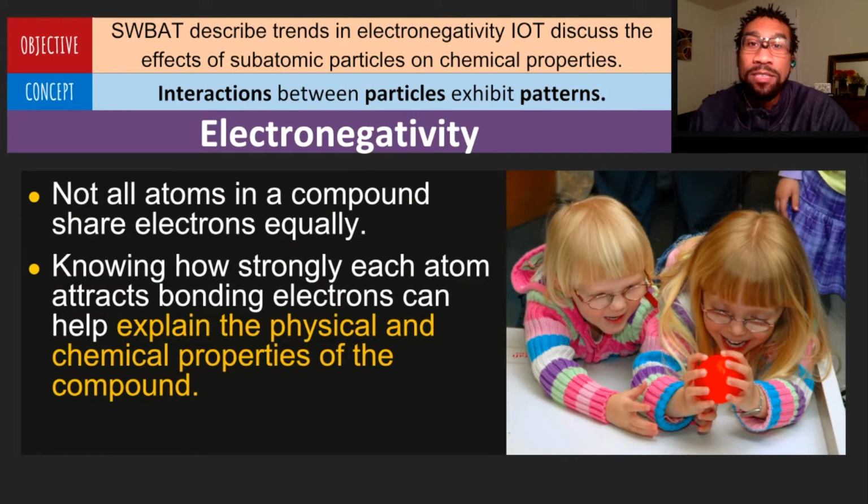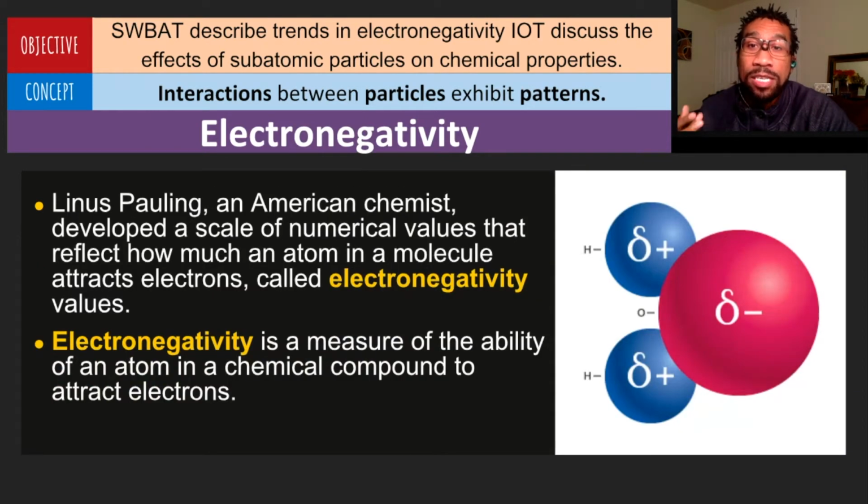So electronegativity is a concept that is not equal in all atoms. All right. It has to do with the sharing of electrons, and knowing how strongly each atom attracts electrons helps us actually explain some of the physical and chemical properties, not just of the elements, but also the compounds that they form. All right. And so the scientist Linus Pauling developed a scale of numerical values that reflect how much an atom in a molecule attracts electrons. And so he called this number electronegativity.